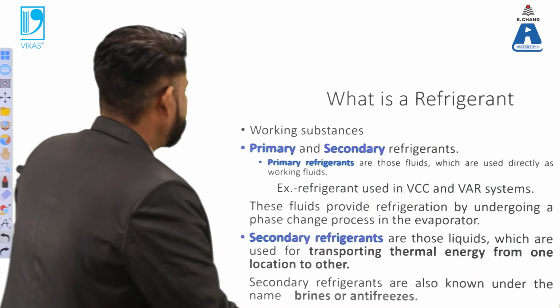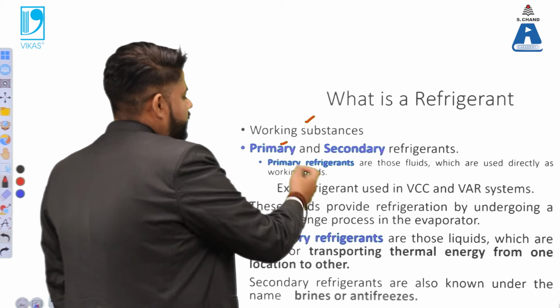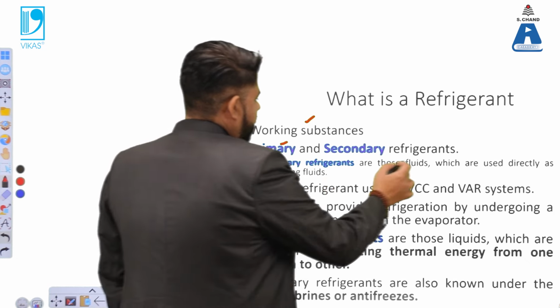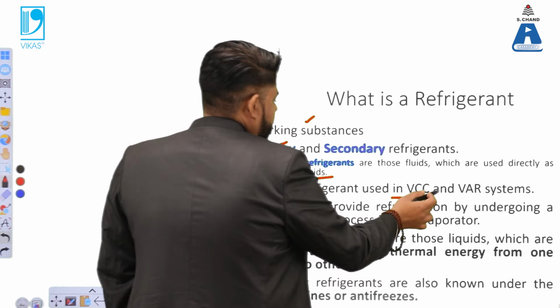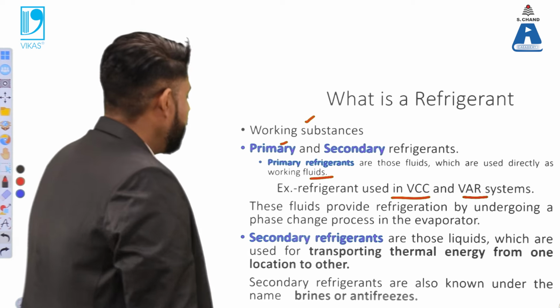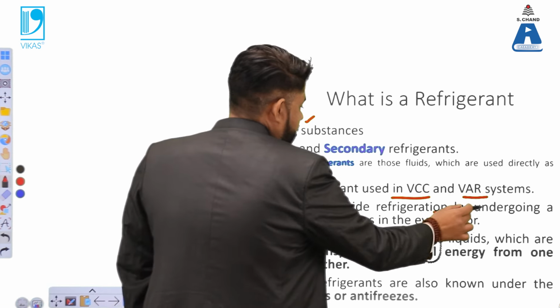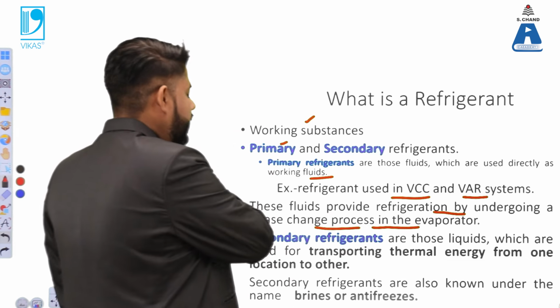Now, what is a refrigerant? A refrigerant is a working substance, basically of two types, primary and secondary. Primary is the refrigerant which is used directly as the working fluid. Let's say for a refrigerator we use VCC or VAR systems, which we will discuss in the later part. These fluids generally provide refrigeration by undergoing a phase change in the evaporator.